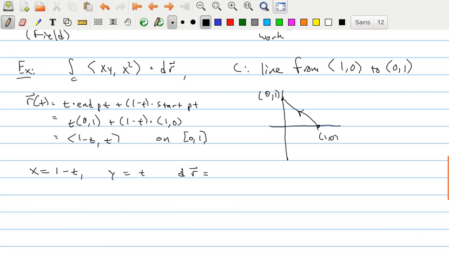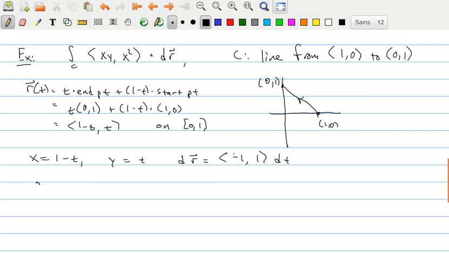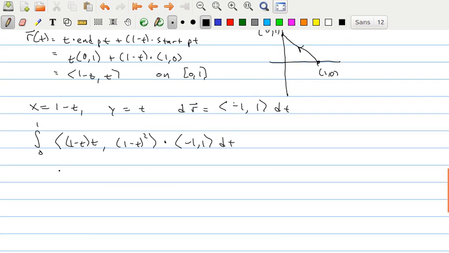And dr, you can think of that like the derivative of r. We take the derivative, and we get negative 1, 1, dt. Now let's plug these in. So this gives us the integral from 0 to 1, those were our limits of integration, of xy. Well, xy, we take these two functions and multiply them together, 1 minus t times t, followed by x squared, which is 1 minus t squared, dotted with dr, and dr we have is this vector, negative 1, 1 dt. And then we'll go through and algebraically simplify this.